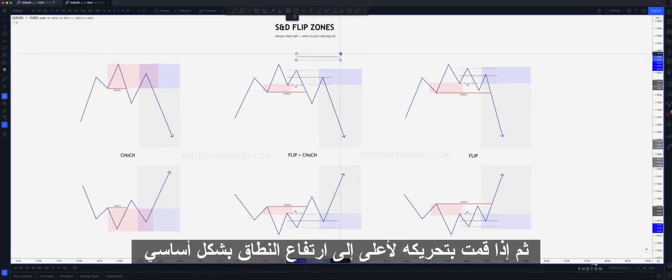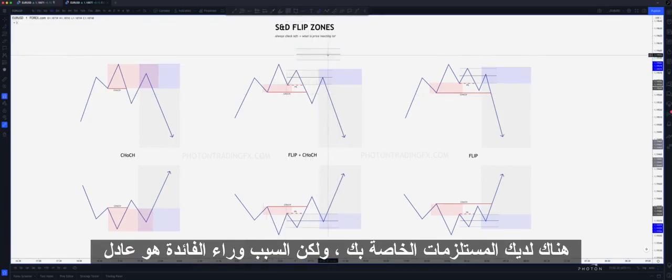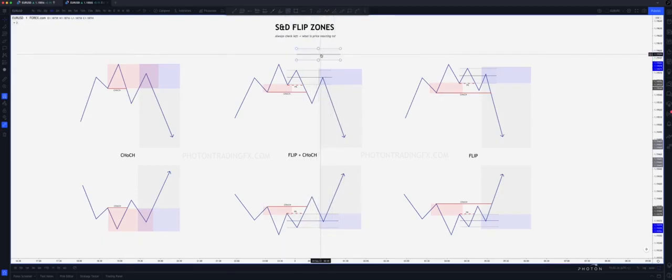And then you click again. And then if you move it up to basically the height of the range that you want to draw it, and then boom, there you have your supply zone. The reason why it's useful is just because it gives that nice equilibrium level if you want to enter in the middle of the zone.